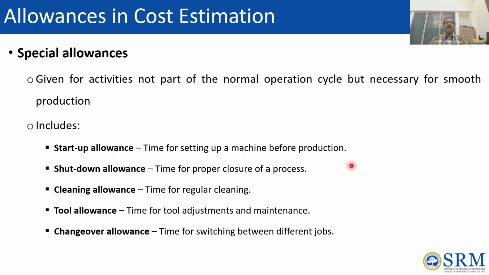Then while leaving the office or factory, we need to clean and shut down the machines properly, and the lock and UPS need to be turned off. Mains switched off and on. Main things are there, right? So that is some simple task that needs to be done on the machine while leaving. So that is shutdown allowance. Then cleaning allowance, regular cleaning allowance, tool allowance for tool adjustment and maintenance, and changeover allowance, time for switching between different jobs. So this all comes under special allowances.